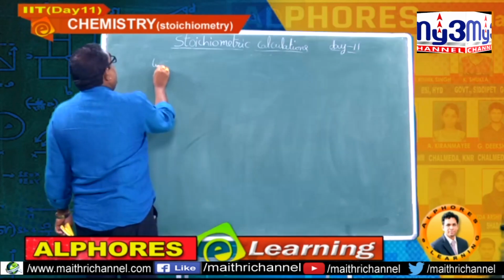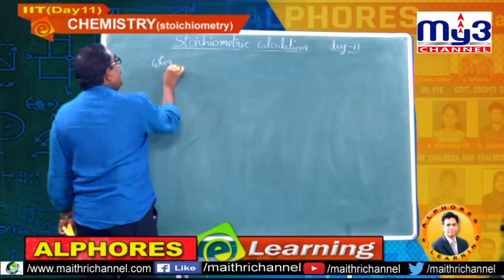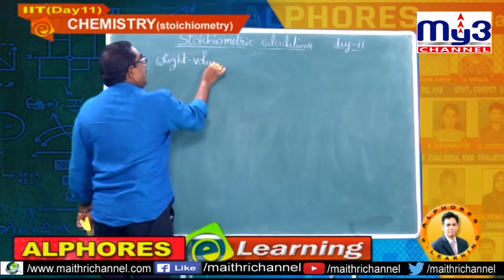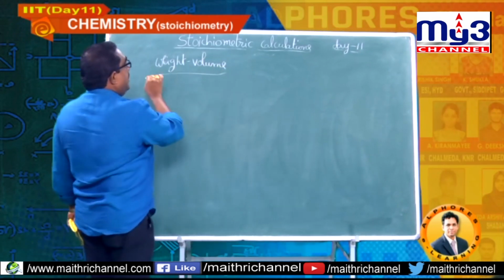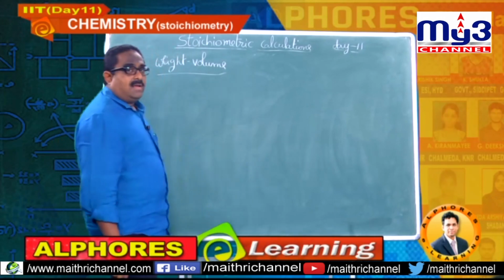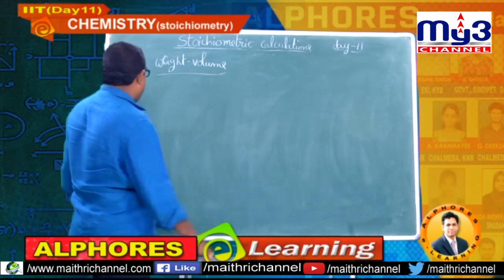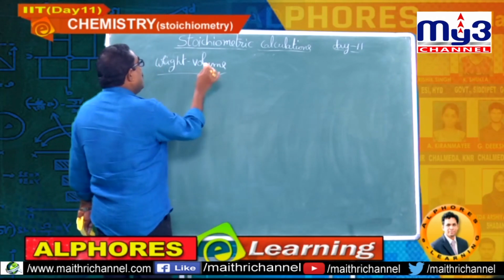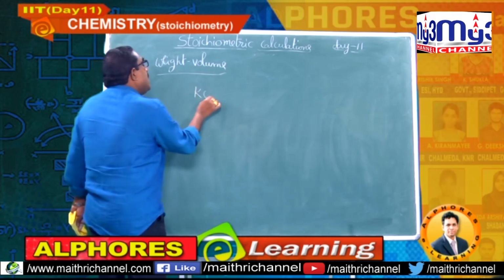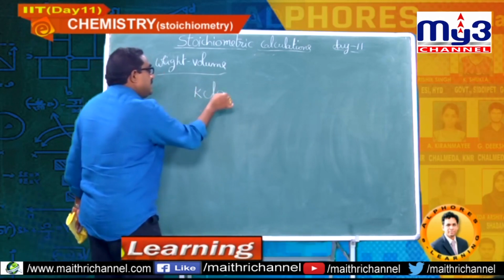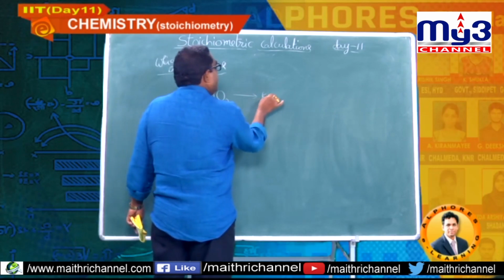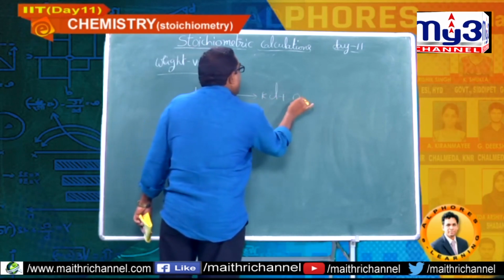Then I will go for weight volume calculations. Okay. Let me go for weight volume calculations. How are the questions we are going to get based on this weight volume relationship? Okay. I am going to use a different equation. I am going to take potassium chlorate, which on decomposition gives potassium chloride and oxygen.